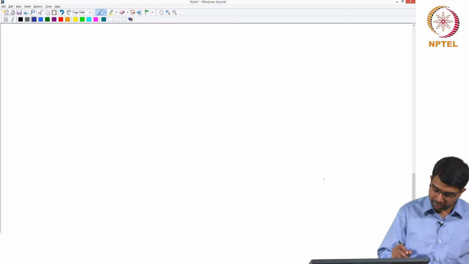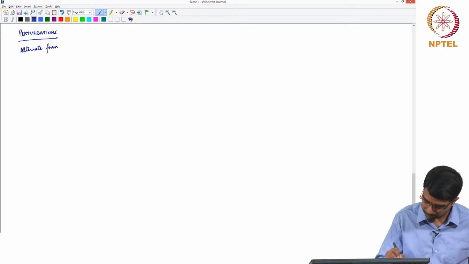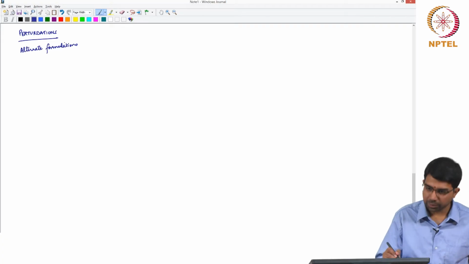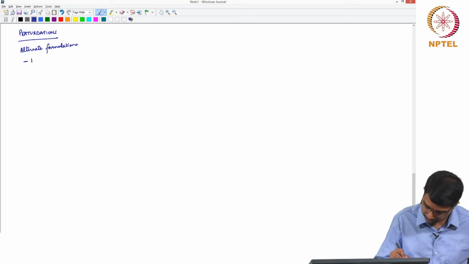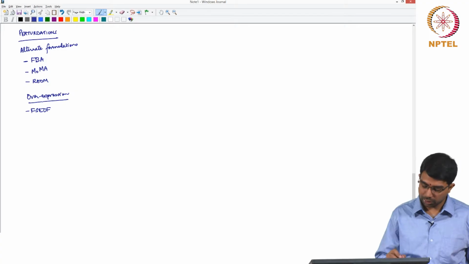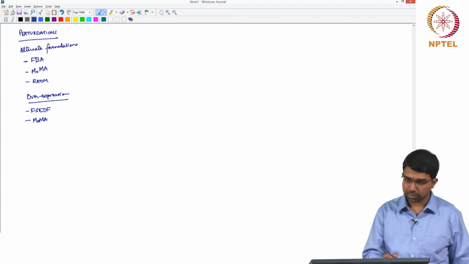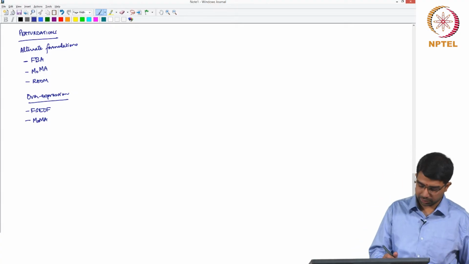So, while at perturbations we studied alternate formulations. Let us say FBA is already one formulation, we then studied minimization of metabolic adjustment, ROOM, and then for overexpression we studied FSEOF. You can also use MoMA to study overexpression or anything else basically.